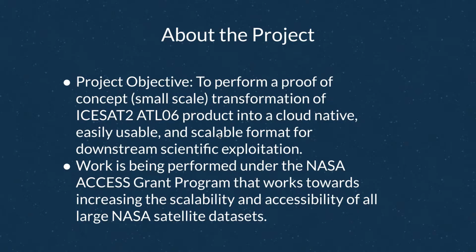For those of you not familiar necessarily with the ISAT2 and ATL06 product, this is a satellite system that has been put up by NASA that primarily is responsible for gathering snow and ice data around the poles. The ATL06 product specifically is effectively an ice height product generated by NASA that is intended for scientific processing downstream to allow people to look for differences in ice shelf thickness over time. This work is being performed under the NASA Access Grant Program that works towards increasing the scalability and accessibility of all large NASA satellite datasets.